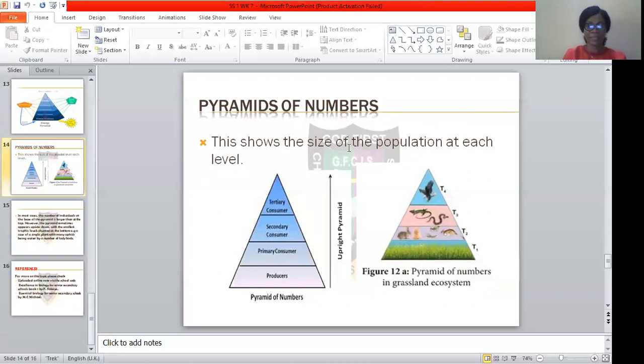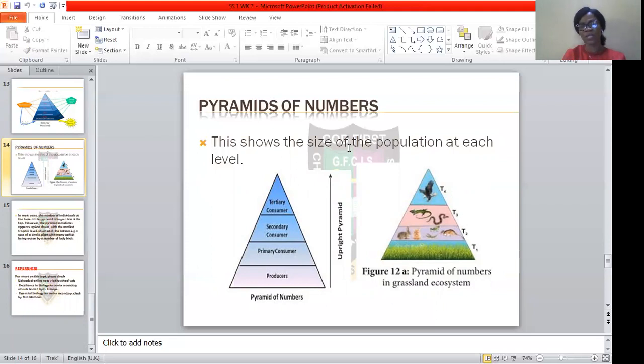Pyramid of numbers. This shows the size of population at each stage. That is, at each level, we will know the number of the particular organisms that are still living and still surviving at a particular time. The pyramid of numbers helps us with that. It helps us to show the size of the population at each level.